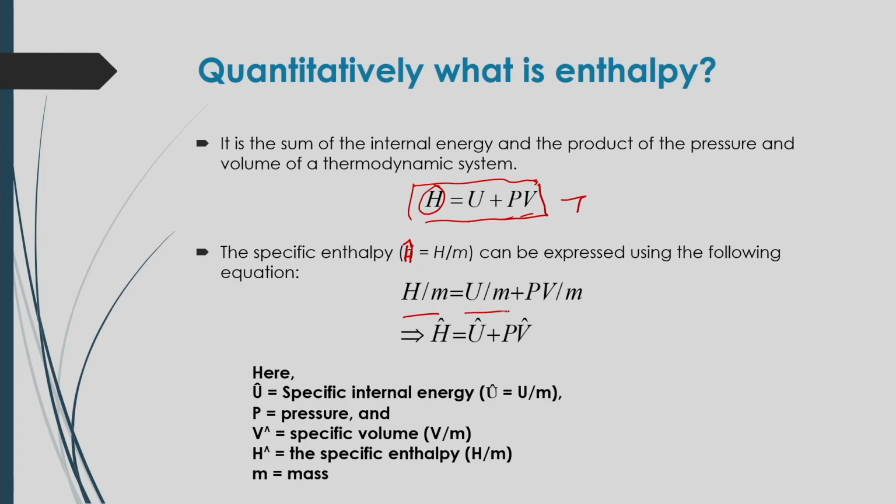So, H by M will be equal to U by M plus PV by M. H by M is basically that specific enthalpy, and this U by M can be denoted by U hat, called specific internal energy, and here P into V by M, you can regard as P into V hat. Here V hat is the specific volume of the system. So, we can then represent this specific enthalpy by this equation here.